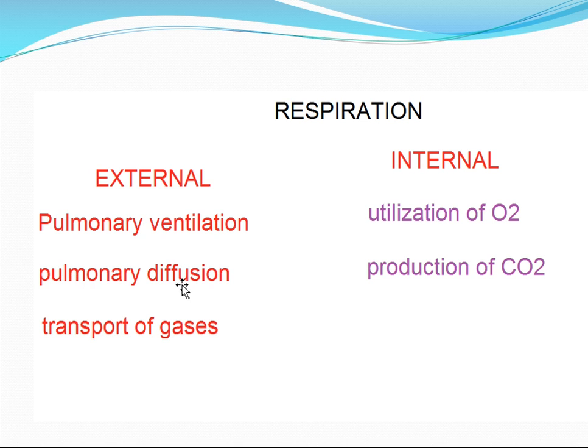Then comes pulmonary diffusion. Diffusion means from the lungs the oxygen enters into the blood, and from the blood the carbon dioxide diffuses into the alveoli and is thus breathed out. And then transport of gases: once the oxygen enters into the RBC or blood, it needs to be taken to the cells which are distantly located. So now the transport of gases occurs. Oxygen goes from the lungs to the tissues, and carbon dioxide comes from the tissues to the lungs so that it can be expelled out.